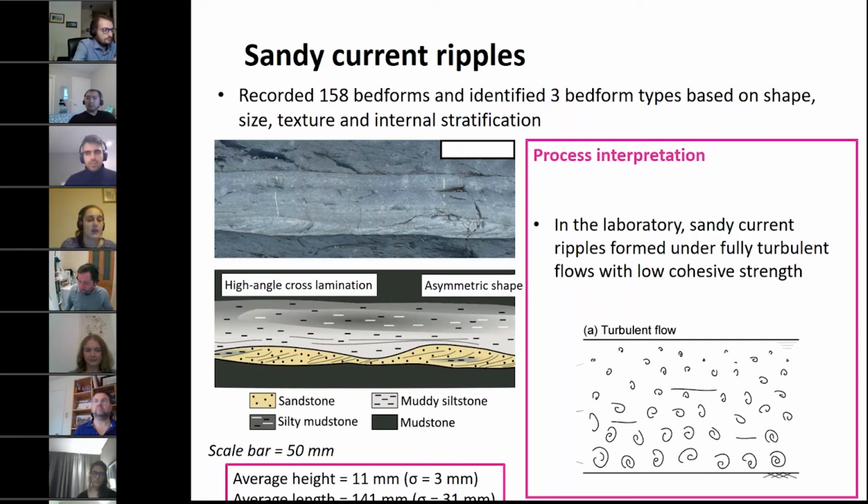These were sandstone bed forms which had the typical asymmetric shape and high angle cross lamination. They had average heights of 11 millimeters and average lengths of 141 millimeters. And our process interpretation, like many before us, is that sandy current ripples formed under fully turbulent flows with low cohesive strength. And there's a schematic of the flow behavior we thought produced these flows.